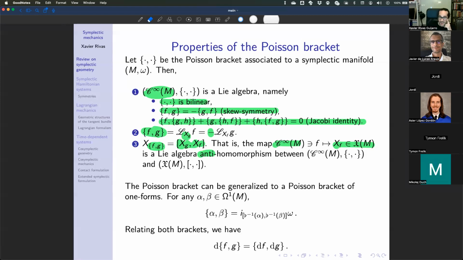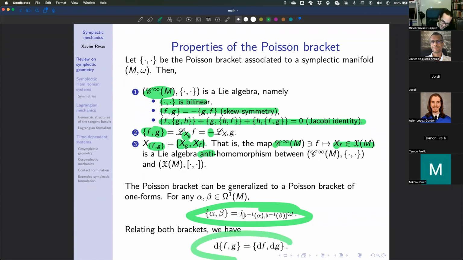This Poisson bracket, this is interesting. I will not be using it, but I wanted to give you this property. You can extend this Poisson bracket to one forms. If you do it like this, it is very simple. You only have to take the one forms back with the flat isomorphism to vector fields, compute the Lie bracket, and contract it. In this way, you obtain a Poisson bracket for one forms, and they are related like this: the Poisson bracket for functions and for one forms. So the differential enters inside the bracket. It's just a curiosity, but I think it's interesting.